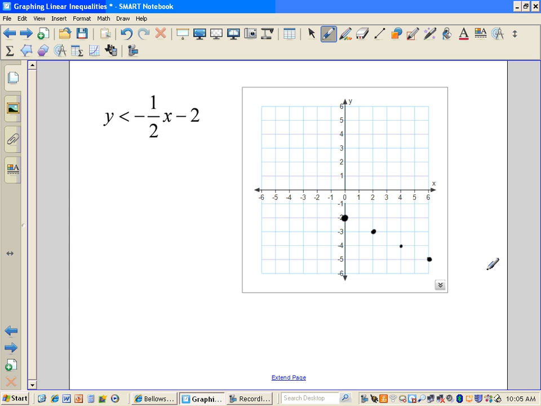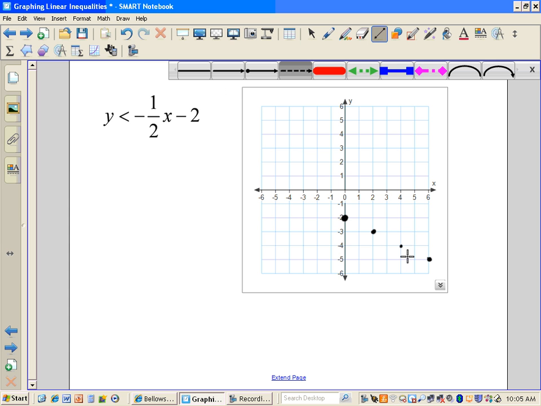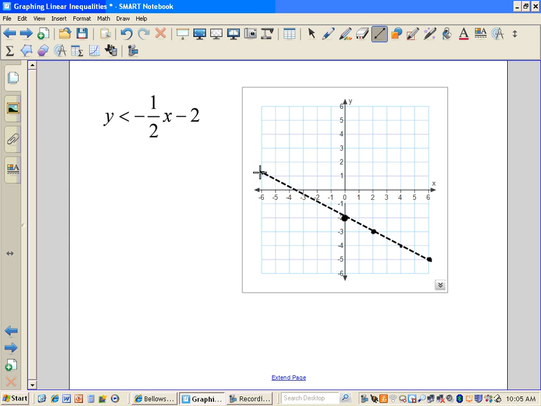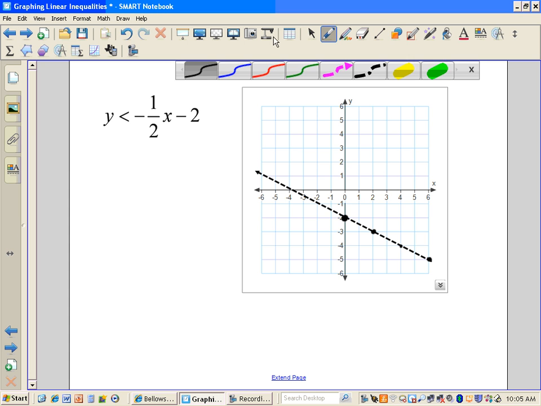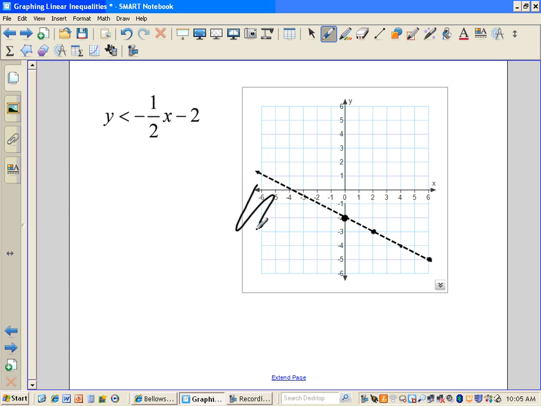In this case, it's less than, it's not equal to, so I need to go and get my dashed line. Not equal to that line, just equal to everything less than it. So I go back to my pen. Less than that line is everything underneath here.